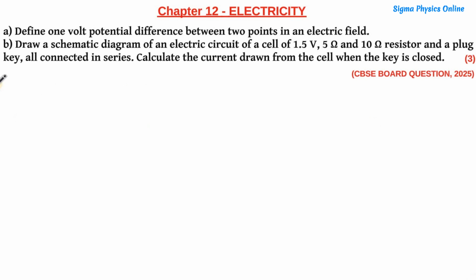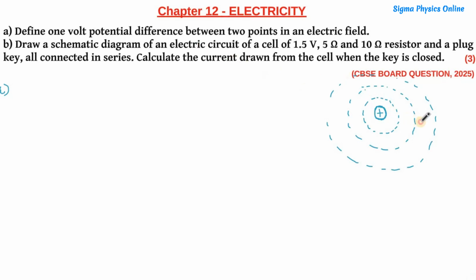So first we have to define what is 1 volt of potential difference between 2 points in an electric field. So let's understand this first and then we'll define. Now let us say suppose there is a charge placed over here. Because of this there is an electric field which is developed around this charge, right? So each charge has its own electric field. So let this be the electric field around this charge.